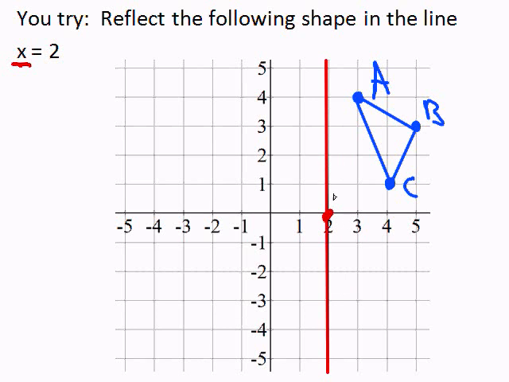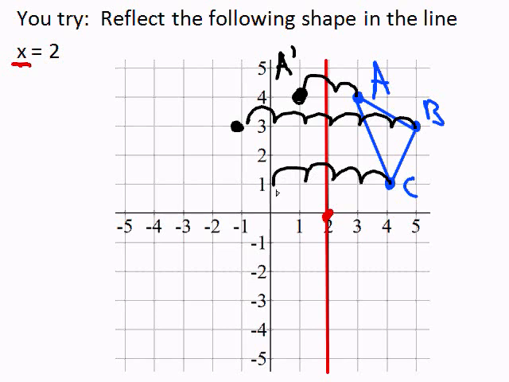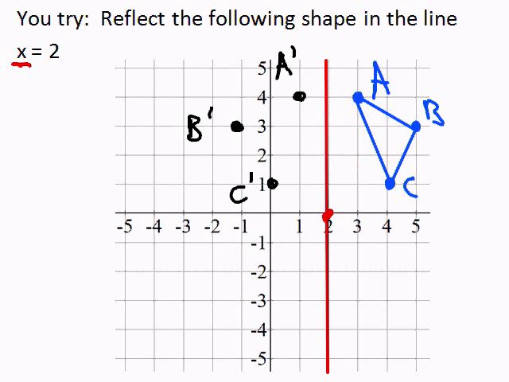So now that we have our line, all we've got to do is find out how far each one of our points is from the line. A is 1 away, so we're going to go 1 on the other side, giving us A prime. B is 1, 2, 3 away, so we're going to go 1, 2, 3 on the other side. And C is 1, 2 away, so we're going to go 1, 2 on the other side. And this is B prime, and this is C prime. Now all we've got to do is connect our dots, and we will have our reflected image over the line, or rather in the line, x equals 2.